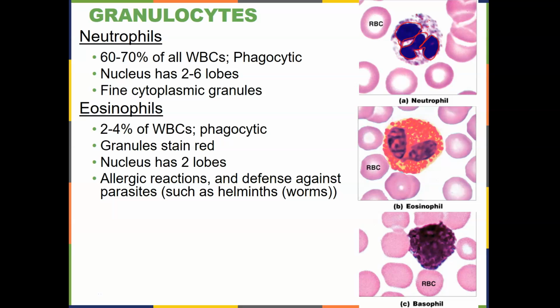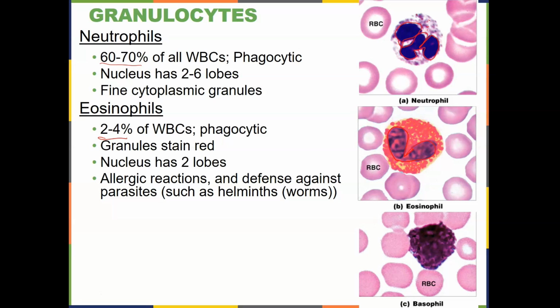Eosinophils are also phagocytic. They only make up 2 to 4% of white blood cells. Neutrophils are 60 to 70%. These are the most common when you see them in a blood slide. The eosinophils are a lot less common. They also have lobular nuclei, although neutrophils only have 2 lobes.